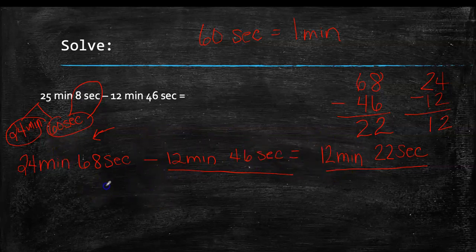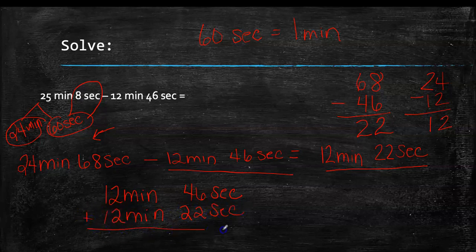So let's see, just for fun. Let's take 12 minutes, 46 seconds, and 12 minutes, 22 seconds, and see what we get. 6 plus 2 equals 8. 4 plus 2 is 6 seconds. And then we have 2 plus 2 is 4. 1 plus 1 is 2. Then we have 24. So does this match this? It does. Whoop, whoop. And then we could decompose, and then it would match the 25 minutes, 8 seconds. Great job. Let's see what we have next.